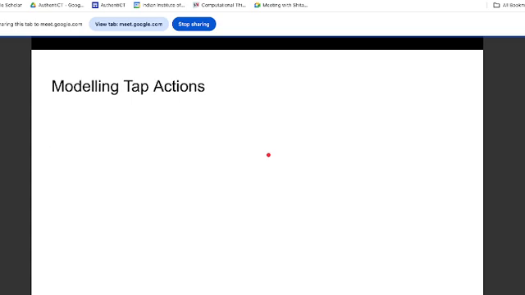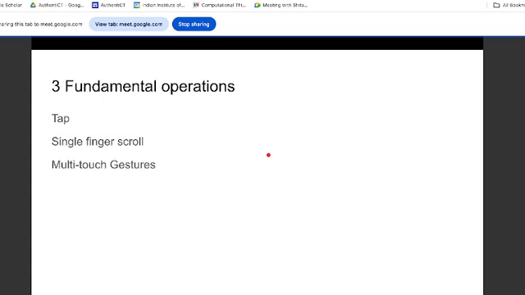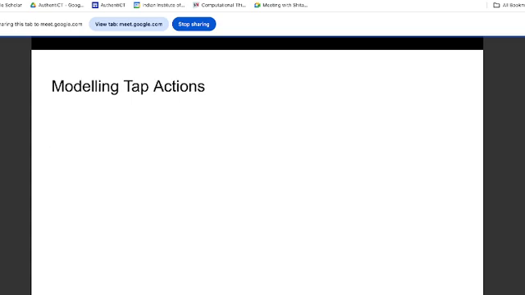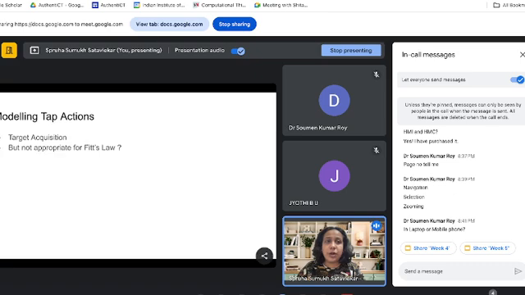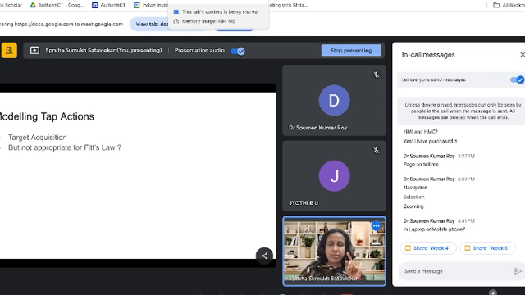Next, we are going to model only the tap actions for the scope of our content. This tap action is again a type of target acquisition, but here there is a big difference. We cannot apply Fitts law directly, and there are reasons for it. Fitts law had three key assumptions: it should be rapid, it should be aimed, and it should be error free.